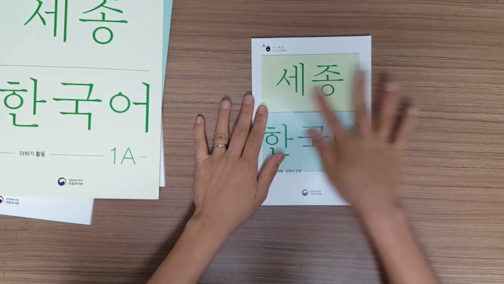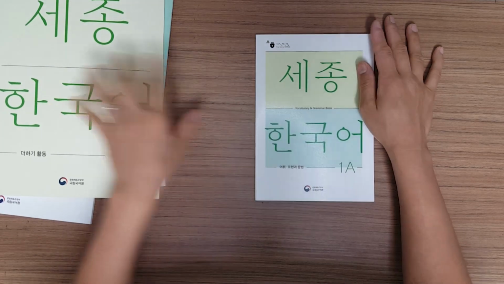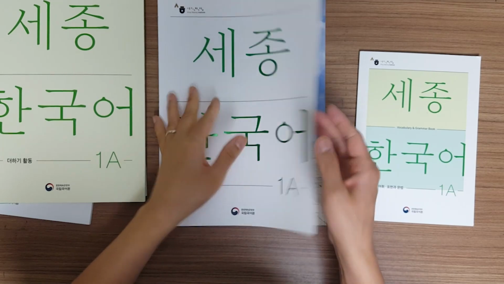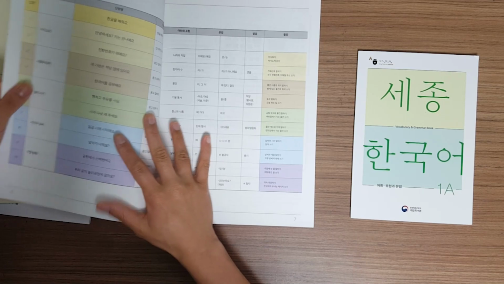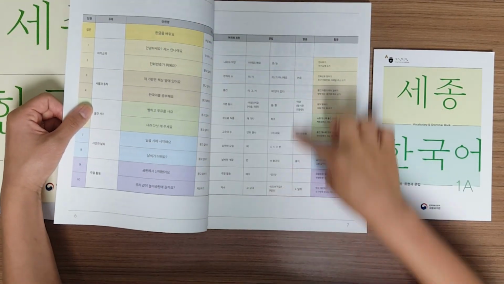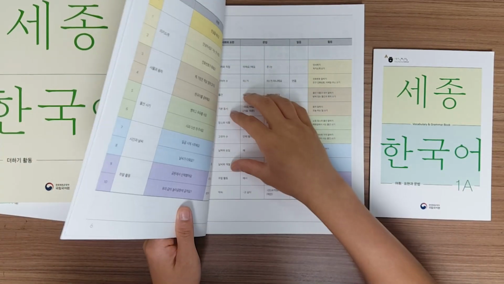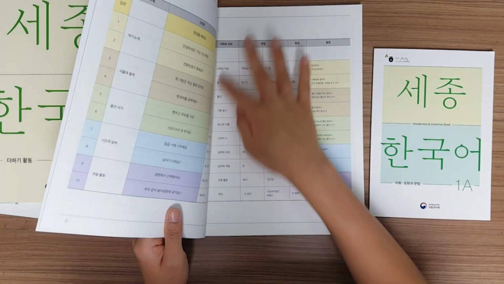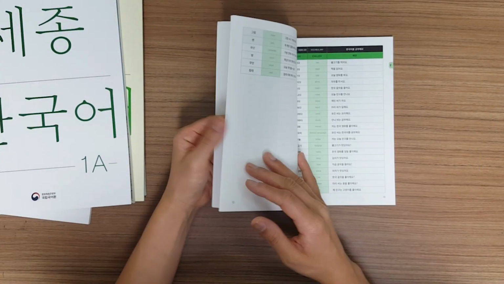So yes, and then wow, this time it has a small book. We have a small book. It's called the vocabulary grammar book. So this book has all the contents related to expressions, vocabulary, and grammar. This book covers only this part of the student book. So let me show you.